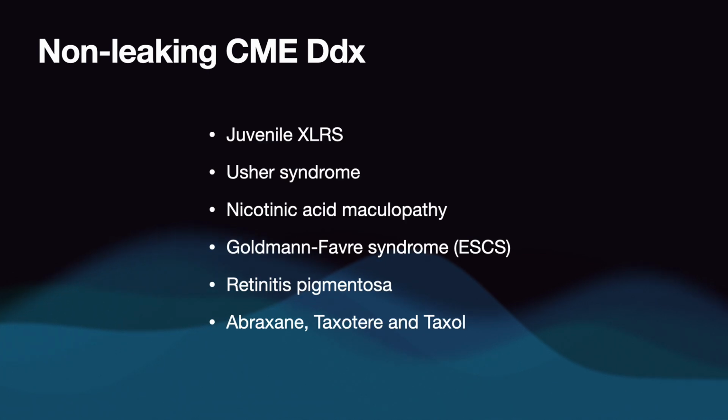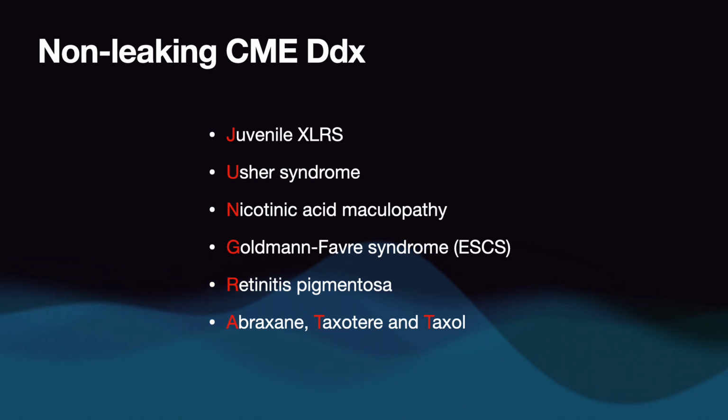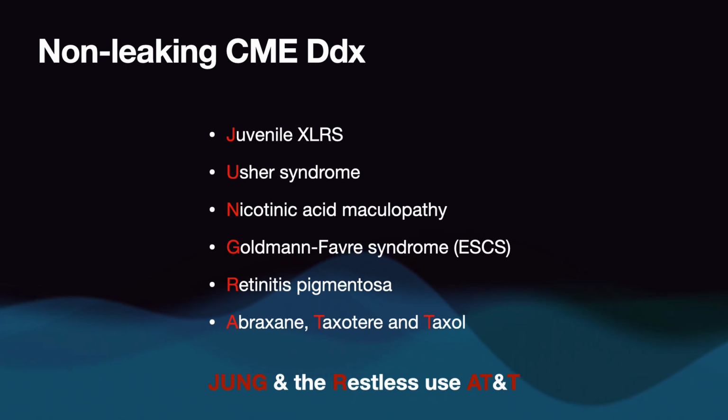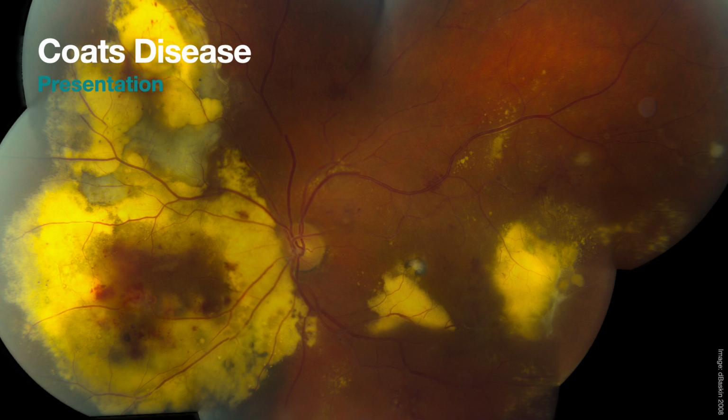And there's a mnemonic for this. It's older than me, and it's Young and the Restless Youths. Well, I added the AT&T, but that's the least important part of it. So juvenile X-linked retinoschisis, Usher syndrome, nicotinic acid maculopathy, Goldmann-Favre, RP, Abraxane, Taxotere, Taxol. Those are like microtubule inhibitors. Well, I don't know if they all are, but Abraxane is. Yeah, it's like an albumin-bound version. Anyway, doesn't matter. Microtubule inhibitor.